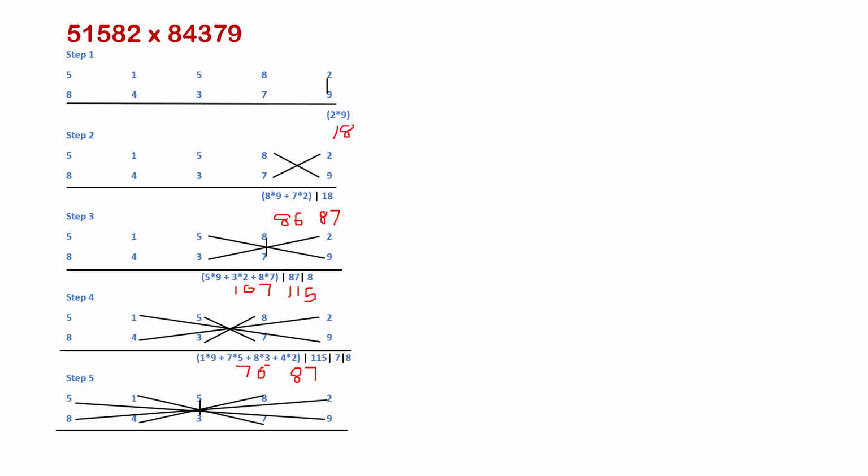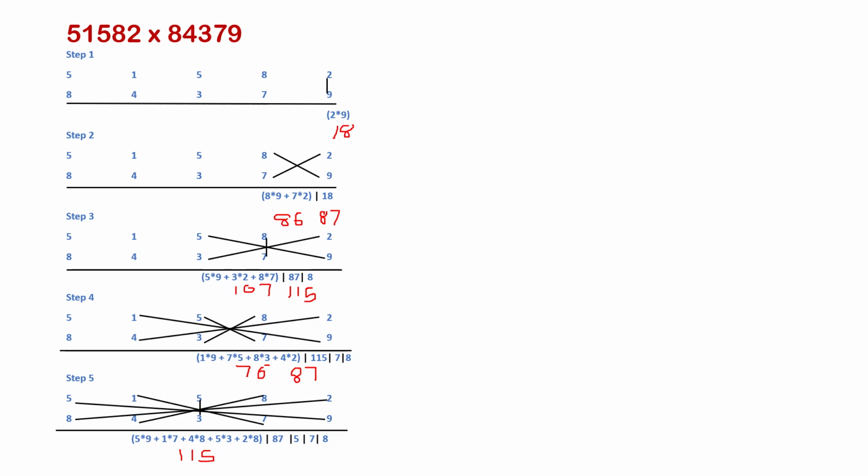Okay, so 5 times 9 is 45, 8 times 2 is 16, plus 7 times 1 is 7, plus 8 times 4 is 32, plus 5 times 3 is 15. So adding it together, I think it is 115. Yes, isn't it correct? Yeah, it's correct. So I'm getting 115 here.